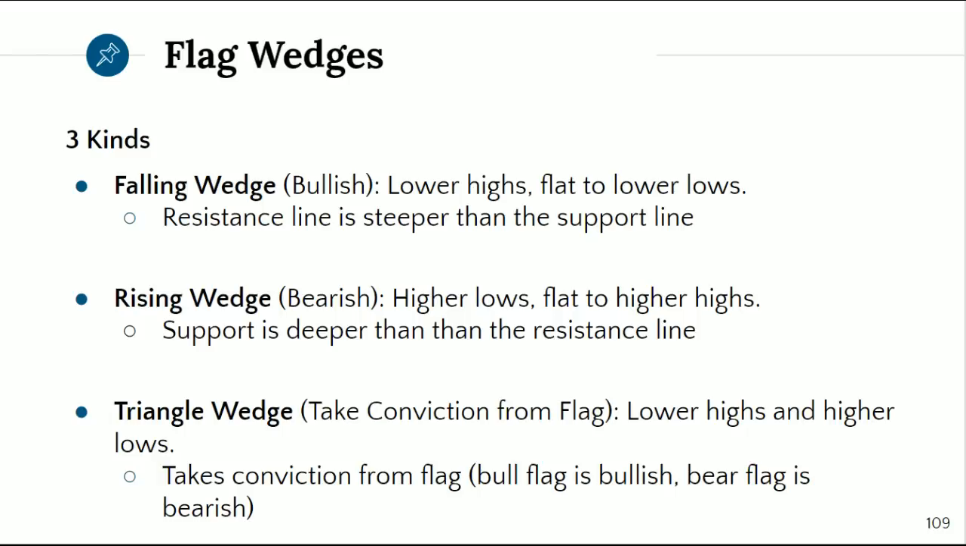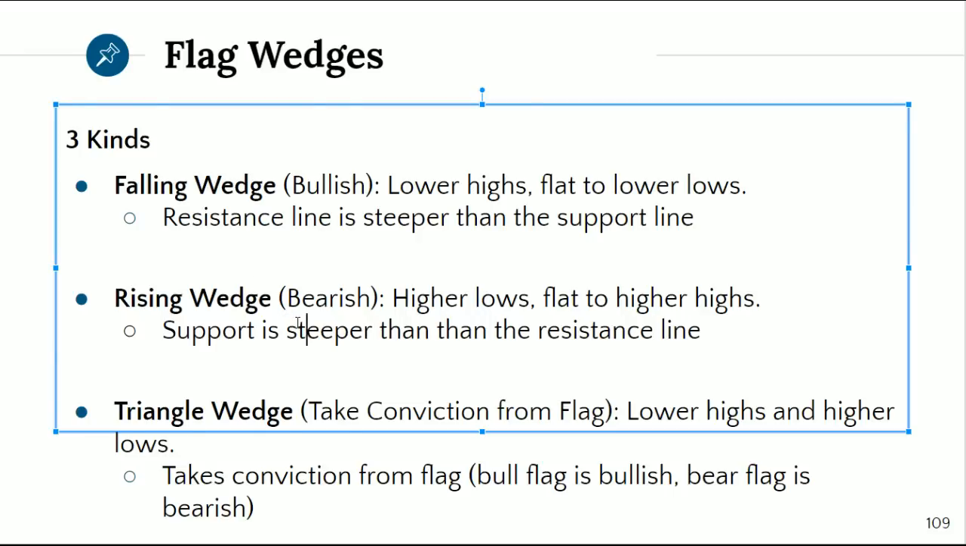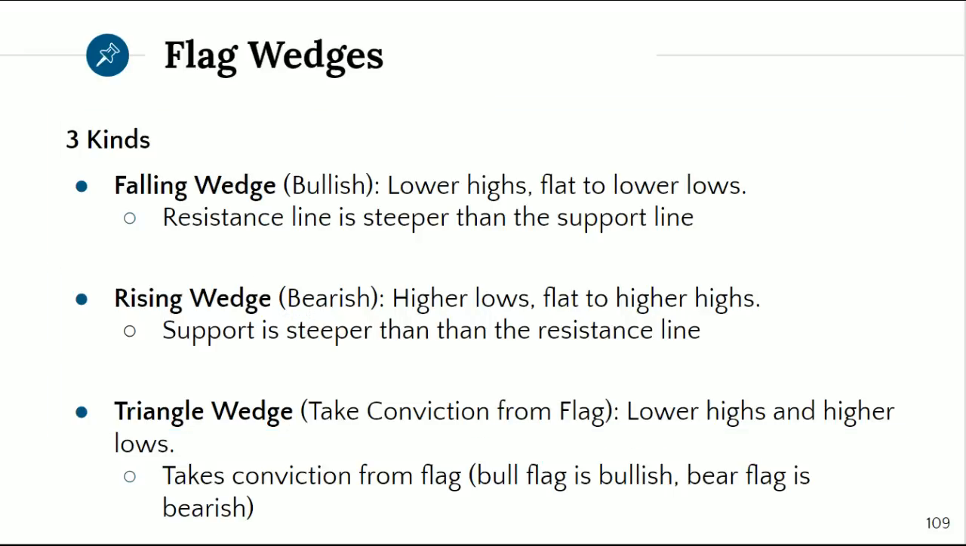You have higher lows on your candlestick and flat to higher highs. The support is on a steeper curve, is steeper than the resistance line. When you have a triangle wedge, it's neutral and it takes conviction from the flag. So if you have a triangle wedge and it's off of a bull flagpole, it's bullish. If it's a triangle wedge off a bear flagpole, you're bearish.